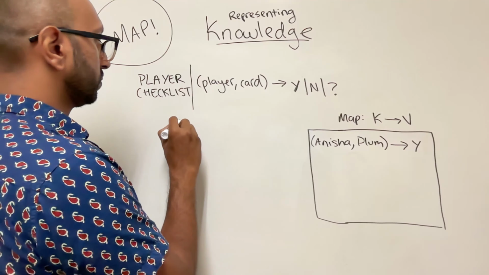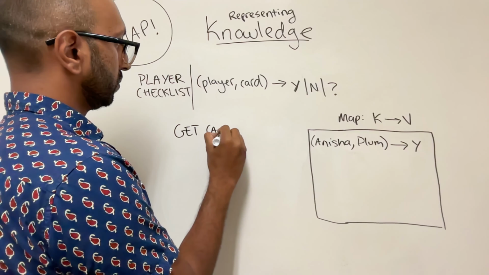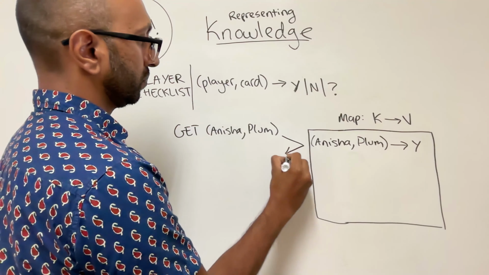So the first thing we can do is get a value out of the map. If we want to know about Anisha's ownership of Professor Plum, we say get Anisha, Plum, and it'll spit out the value.